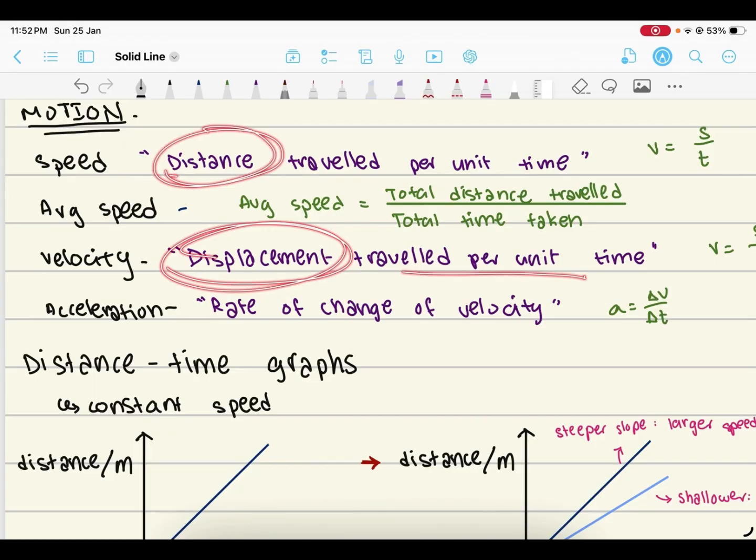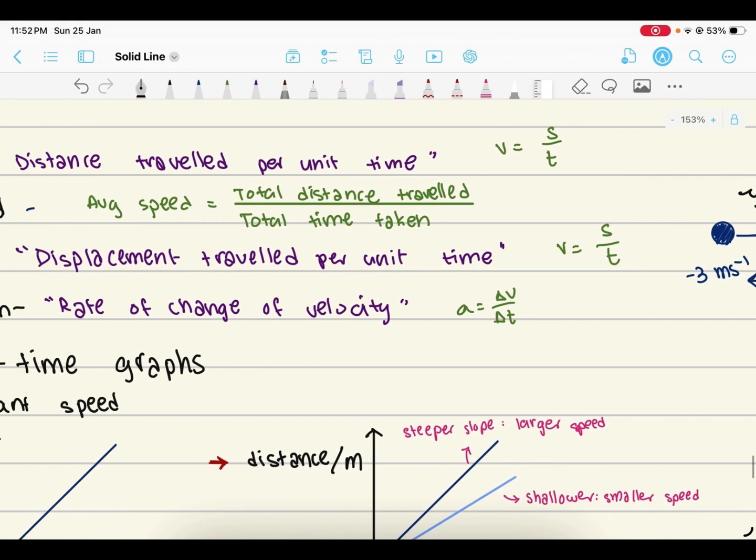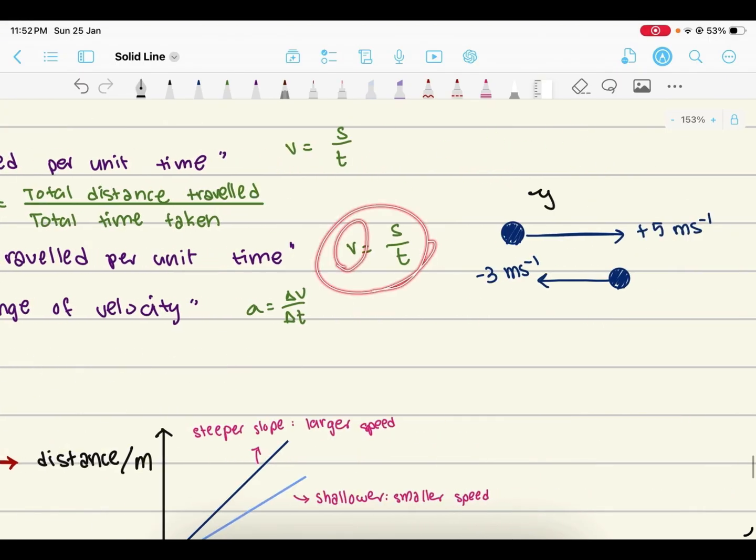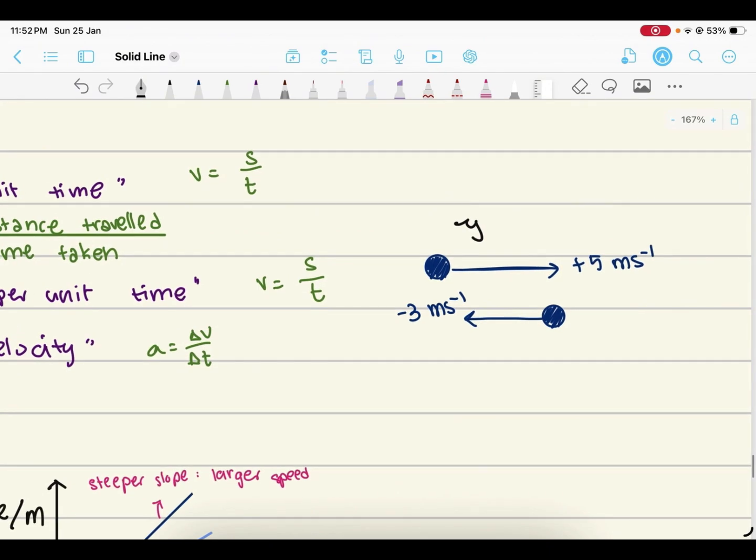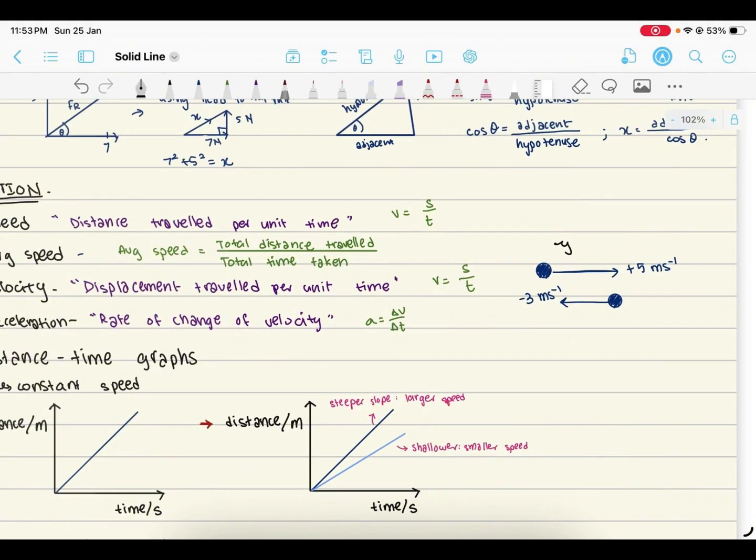So this is the difference. This is distance traveled, this is displacement traveled, and you look at the directions here. In speed you don't really look at the direction. Here it is again the same formula: velocity, displacement, time. For this it matters, because if you go from here to here, it'll be positive, and if you go from here to here, it'll be negative. So the number represents the magnitude, and the positive or negative sign represents the direction.